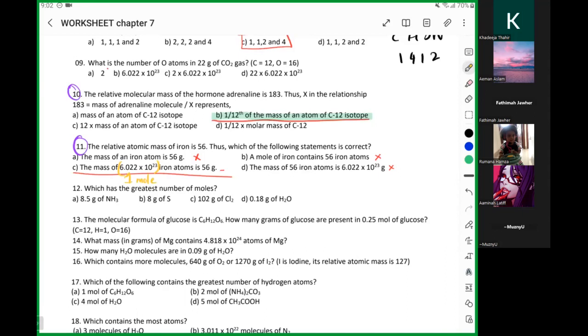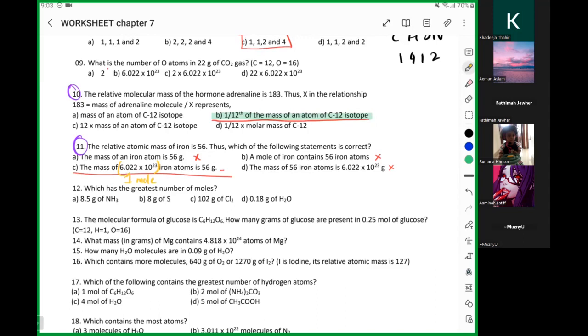A mole of iron atom contains 56 iron atoms. That is anyway a lie, because a mole will always have what? A mole will always have 6.022 into 10 to the power 23. It can't have any other number. Next one, mass of 56 iron atoms is this. This is nothing related to what we studied. They're just trying to confuse. So C is the correct answer. Do you understand now why C is the correct answer?